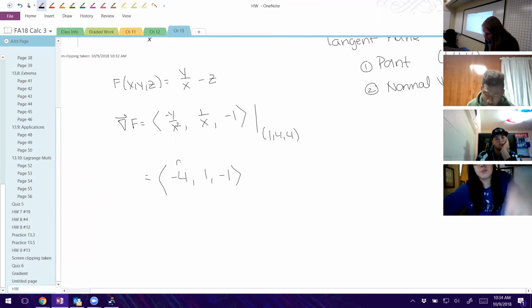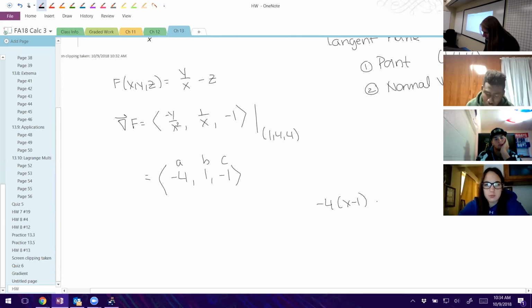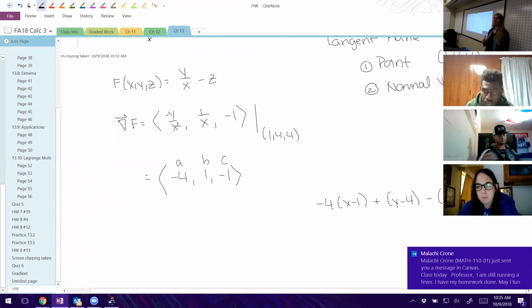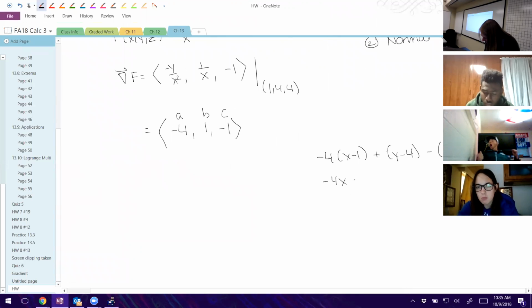But from here, remember, this is going to be our A, our B, and our C. Our point is up there, so we have negative 4 times (x minus 1) plus 1 times (y minus 4), and then minus 1 times (z minus 4), all equals 0. This is right from the last one, right? Yes. This is where I get screwed up, trying to think of two separate ones. So if we simplify that, we'll finish it off. Negative 4x plus y minus z equals negative 4.